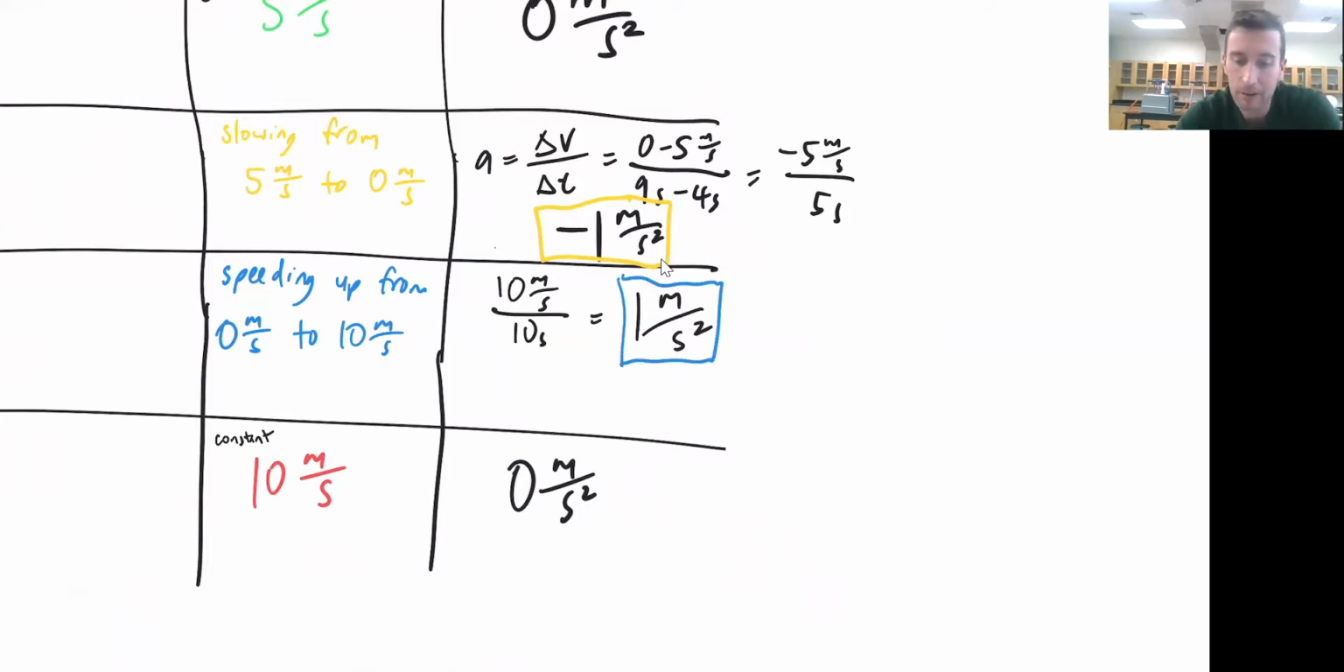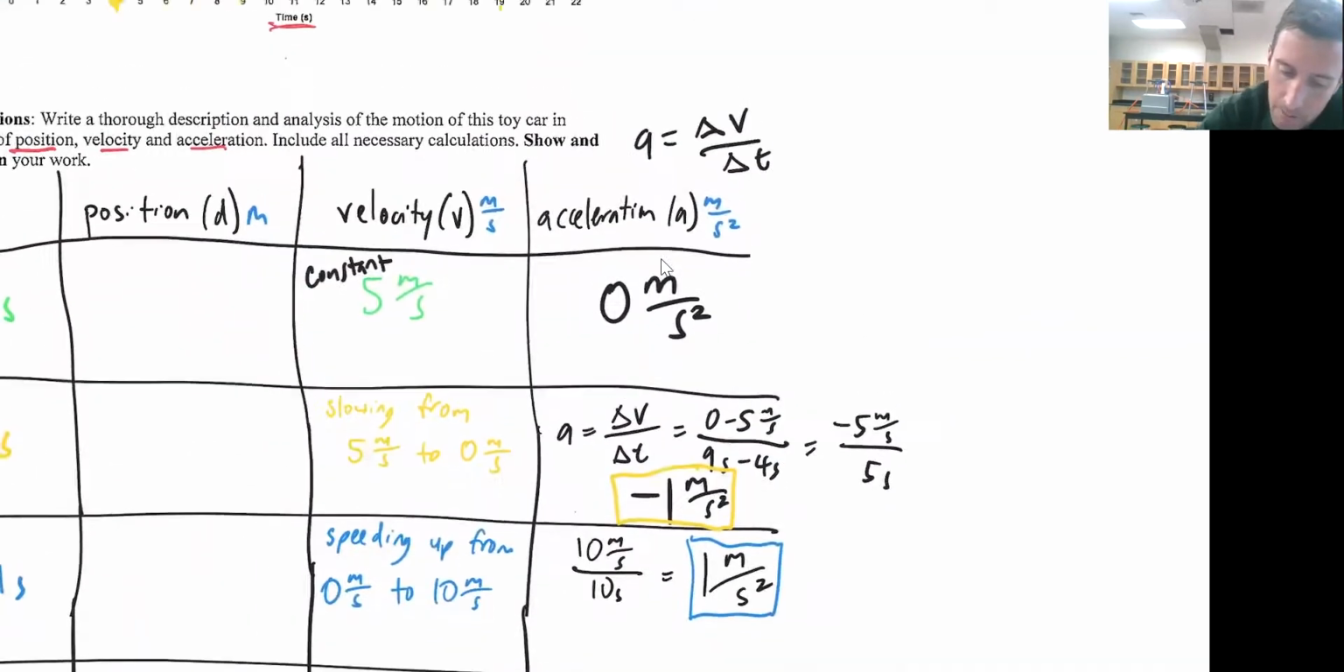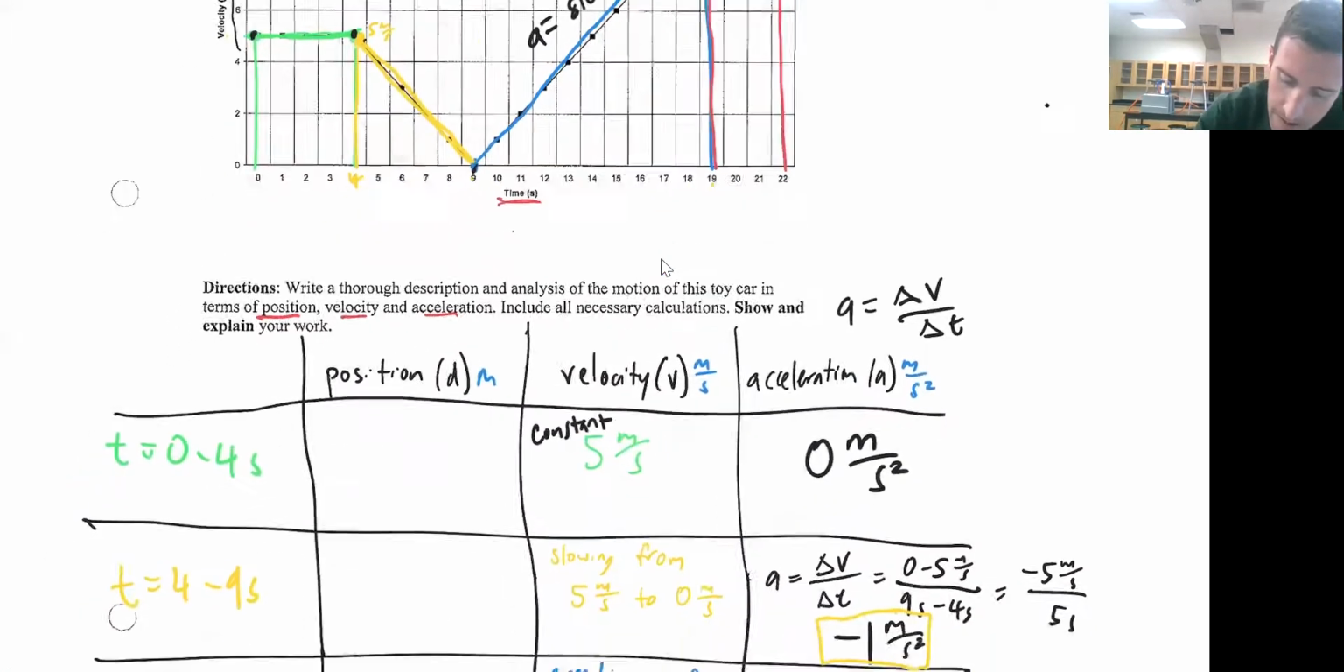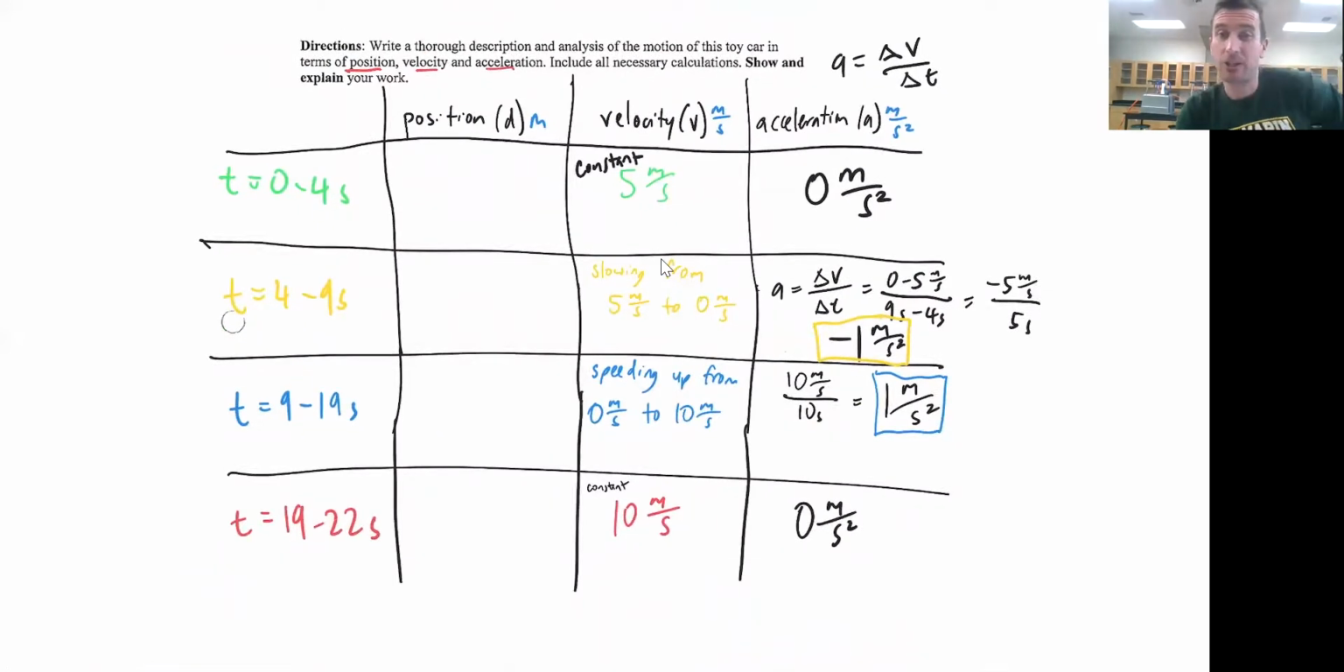Now, if I look at these values, I also notice that if I compare them to the graph, that's the same as the slope. So the acceleration is equal to the slope of the velocity graph, right? When the slope was 0, I had 0 acceleration. When the slope was -1 during the yellow section right here, then my acceleration was -1. And when my slope was +1 in the blue section, my acceleration was +1 meter per second squared. All right. Now, the last set that we have to do is where is it actually located, right?